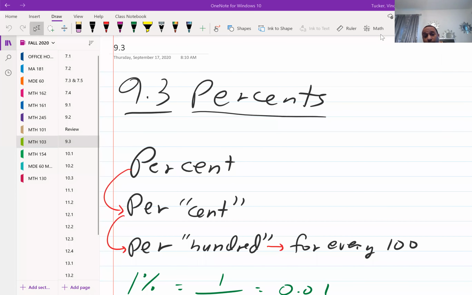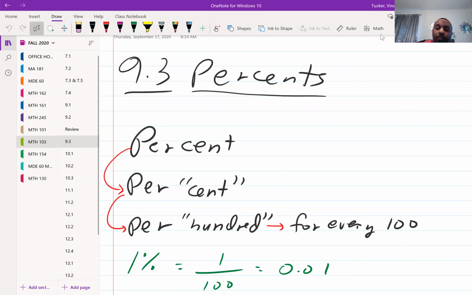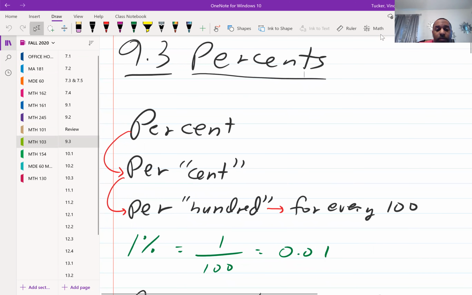All right, so 9.3%. The word percent can be broken up into per cent, and cent is the prefix for hundred. So we can look at this word as per hundred. In other words, for every 100.